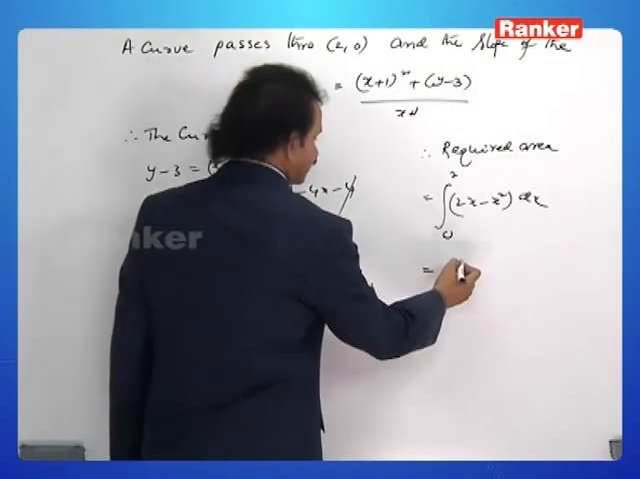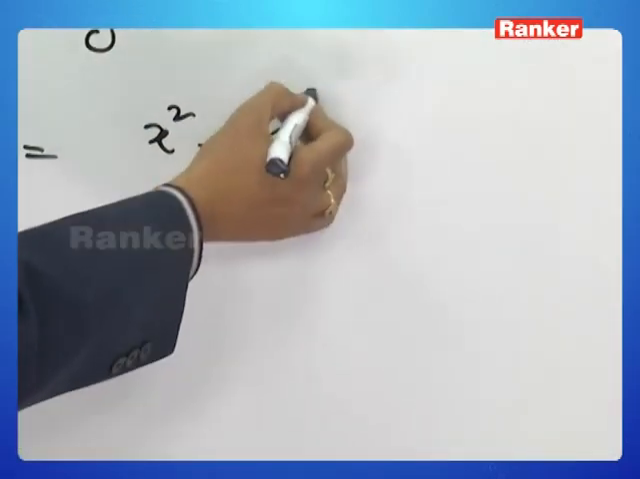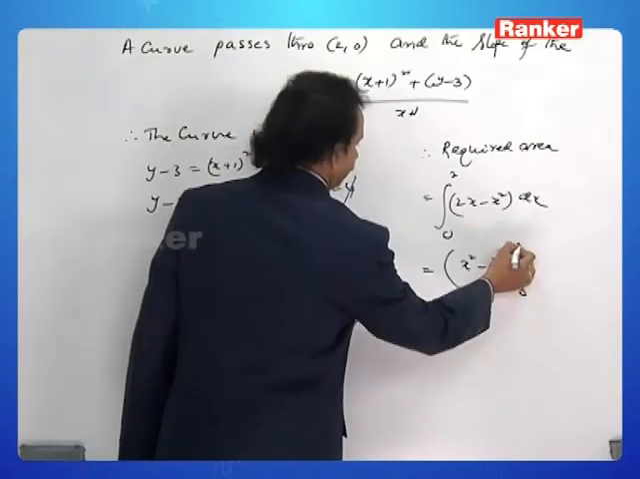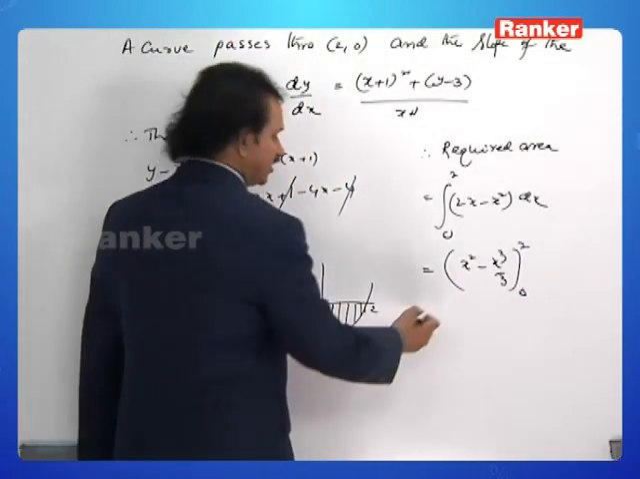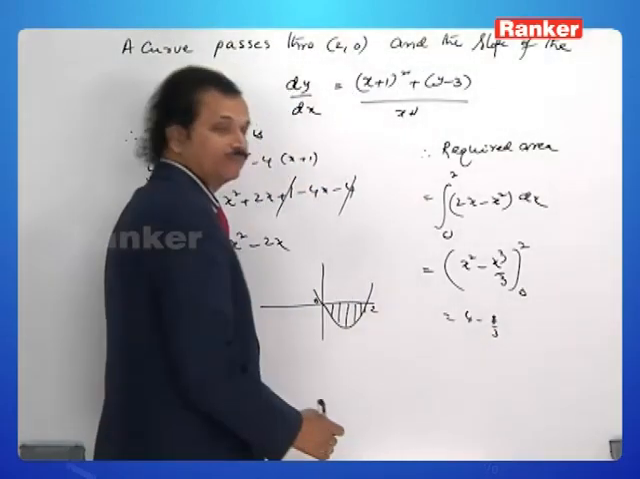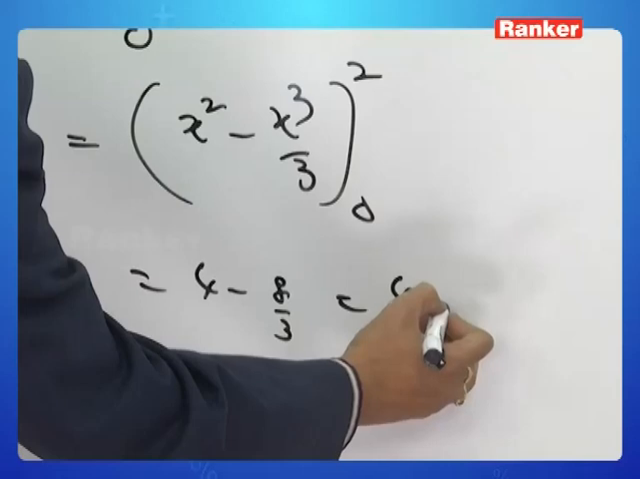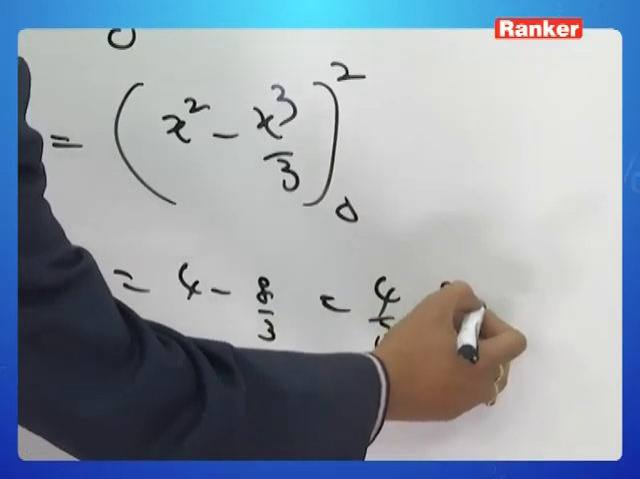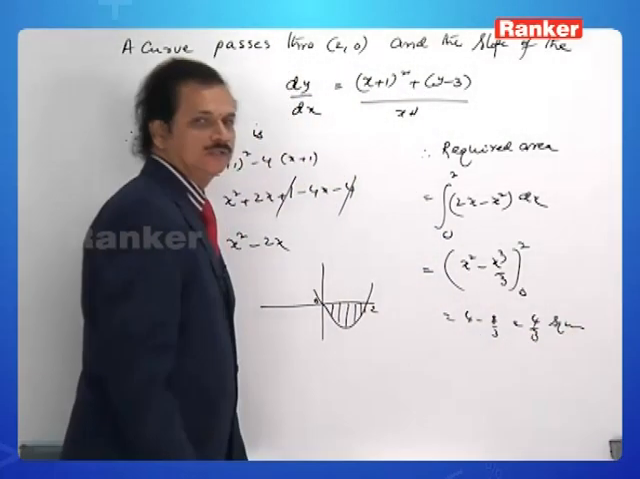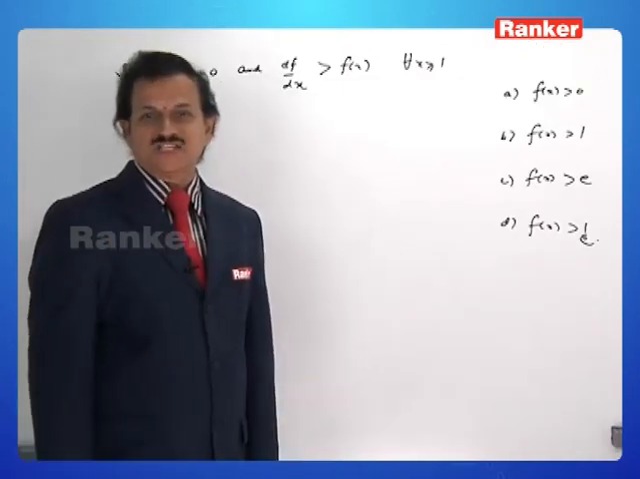What is the integral of 2x minus x square? So the required answer is 2 square is 4 minus 8 by 3. 3 4s are 12, 12 minus 8 is 4, hence the answer is 4 by 3 square units. What is the answer? 4 by 3. Another special problem.